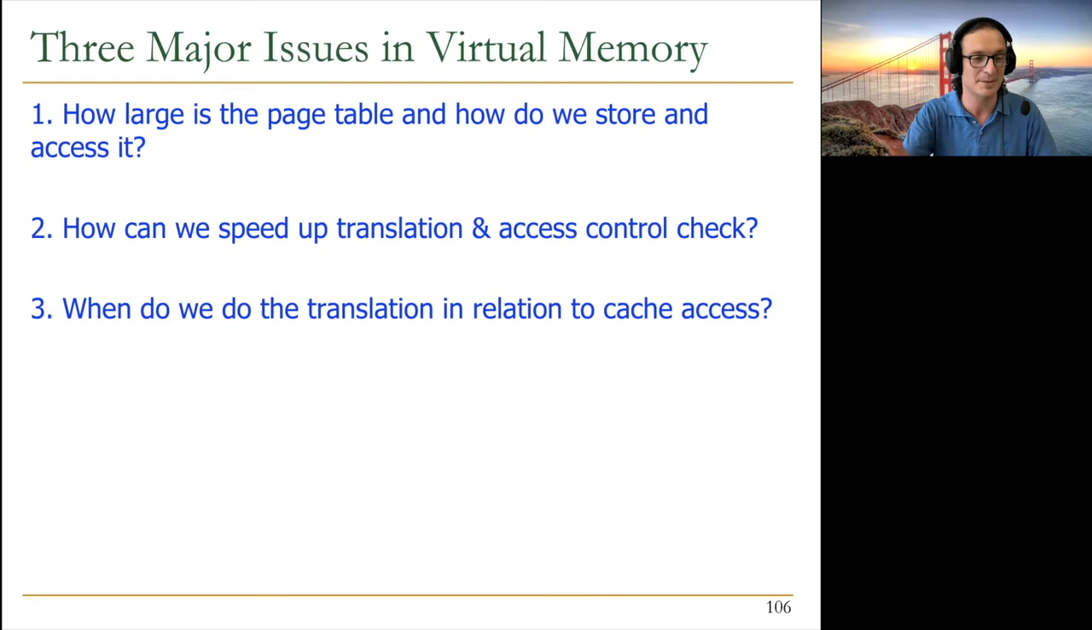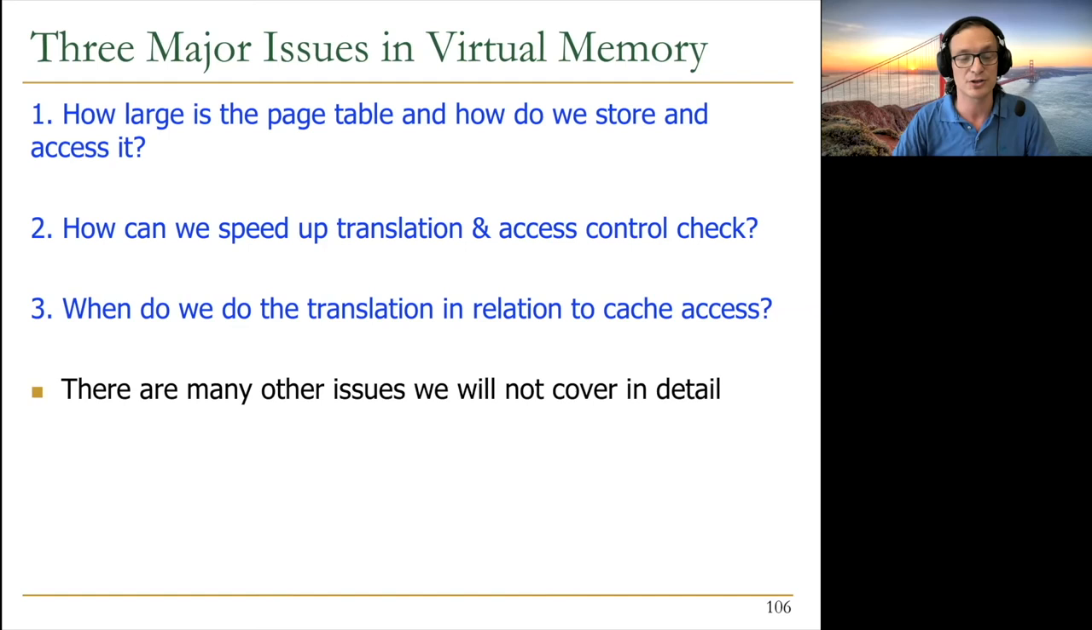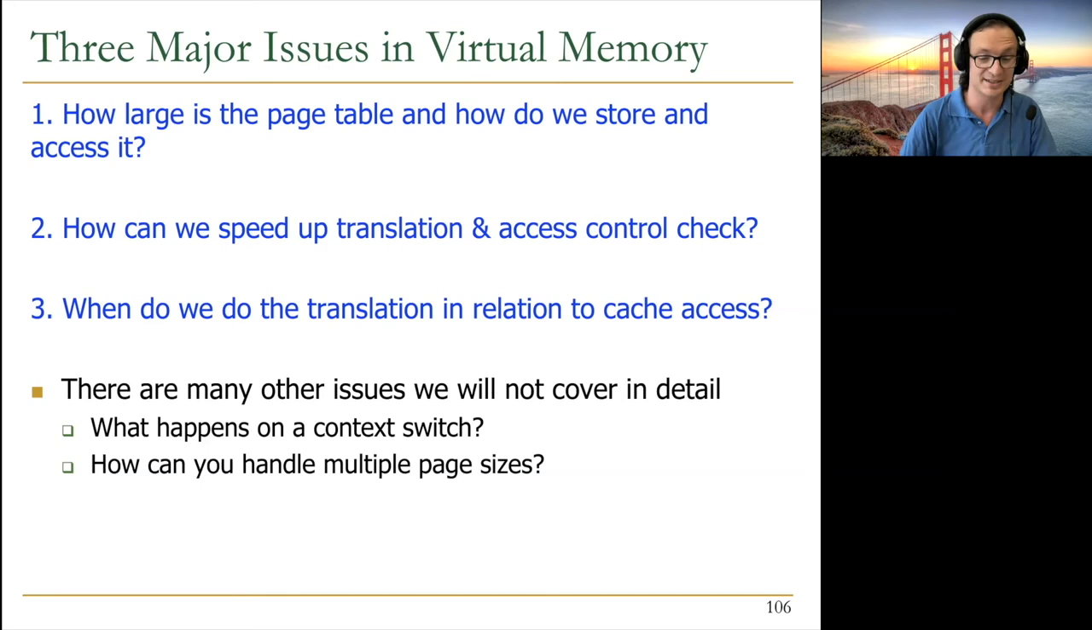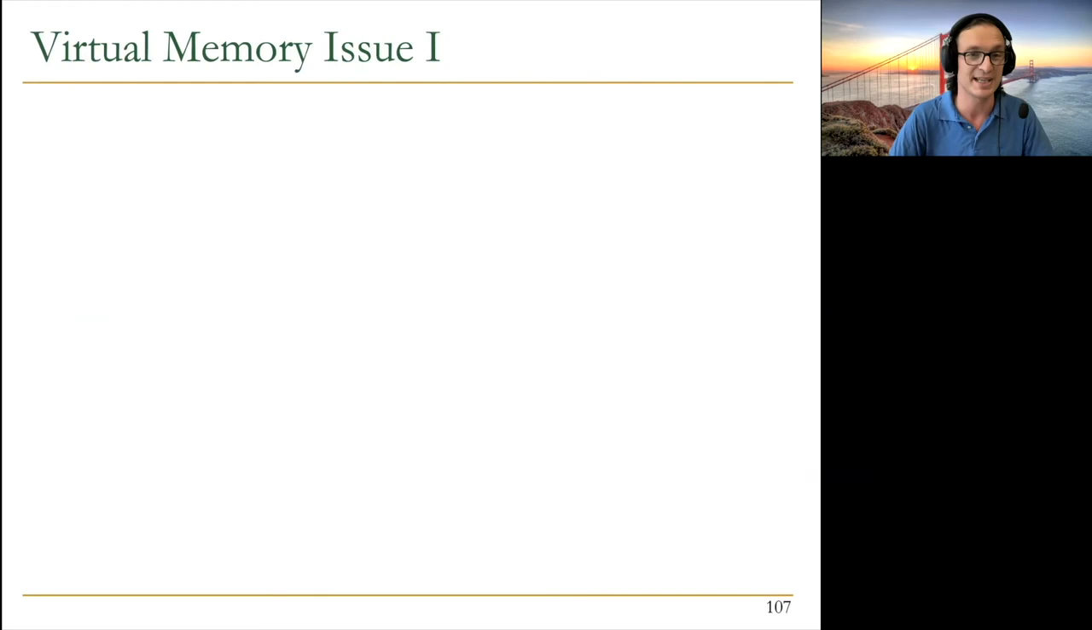There are many other issues in virtual memory that we will not cover in detail. I mentioned some of those while we were discussing some earlier issues. What happens on a context switch? How can you handle multiple page sizes in an efficient manner, et cetera? We're going to touch upon some of this when I give you a real world example, but not in great detail. So issue one is, how large is the page table?